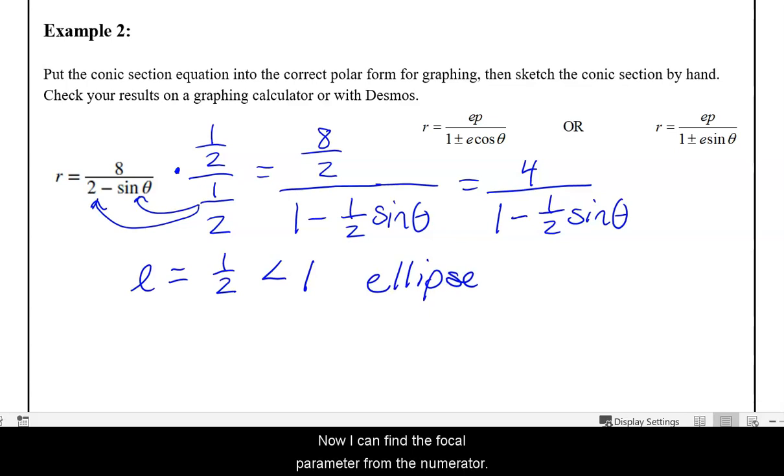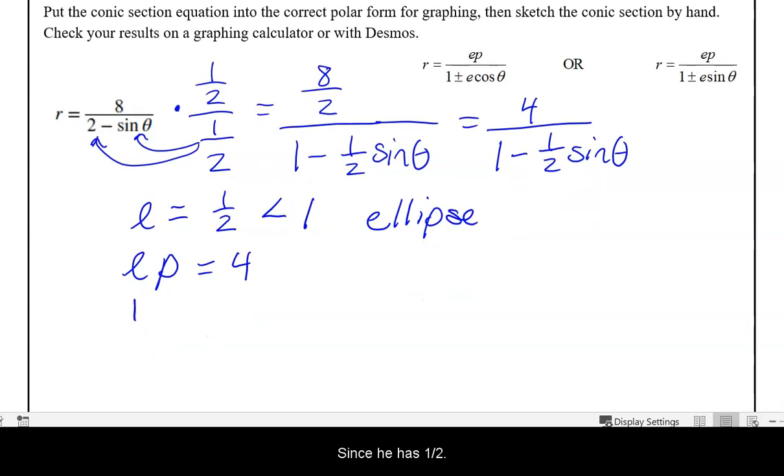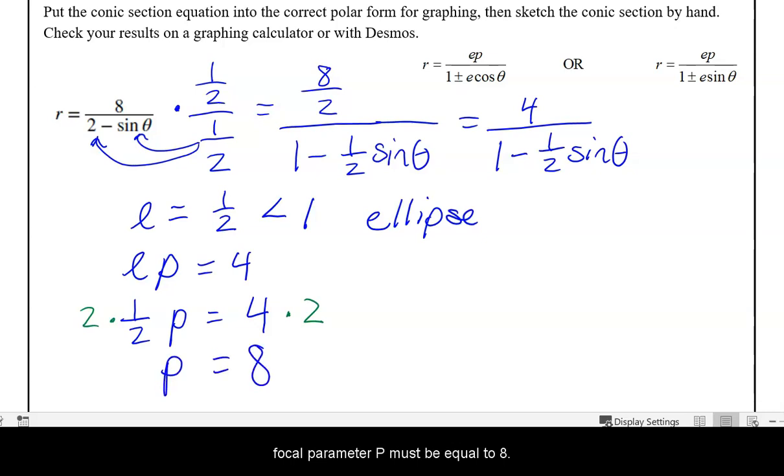Now I can find the focal parameter from the numerator. Remember from our equations up here that the numerator always represents the product of the eccentricity with the focal parameter. EP then must be equal to 4. However, I know that E is 1/2. Since E is 1/2, then what does that make the focal parameter P? Multiplying both sides of the equation by 2, I get that the focal parameter P must be equal to 8.